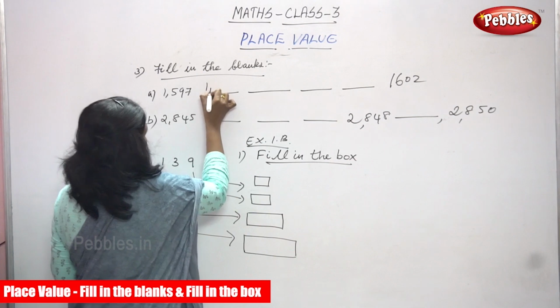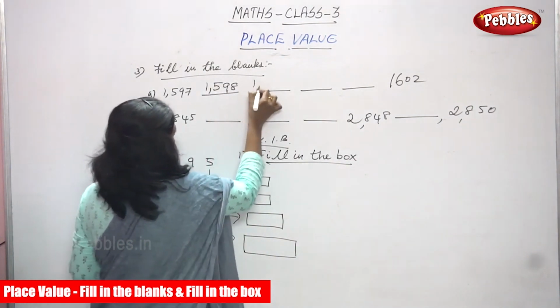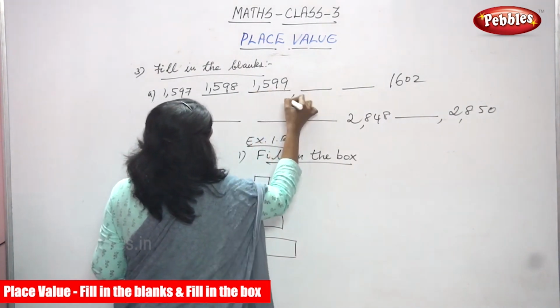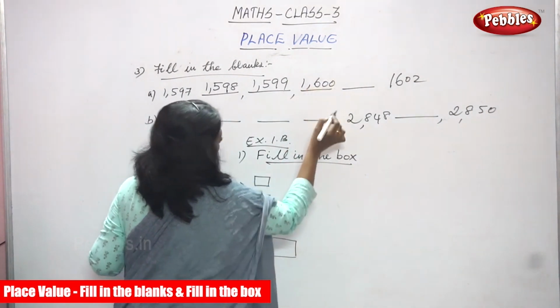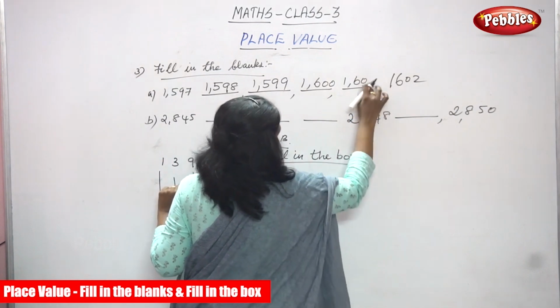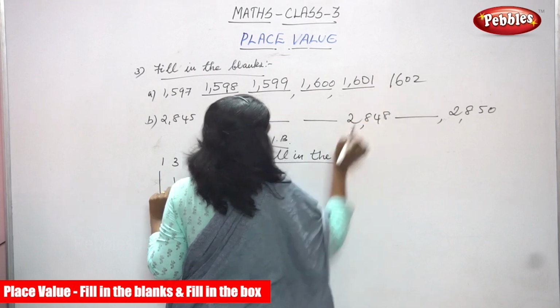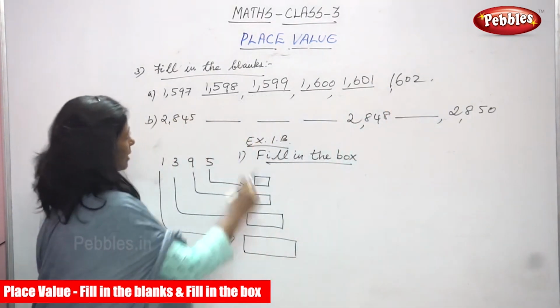So 1598, and after that 1599. Next, 1600. Next, 1601. And finally, what is the number? 1602. So now you fill in the blanks.